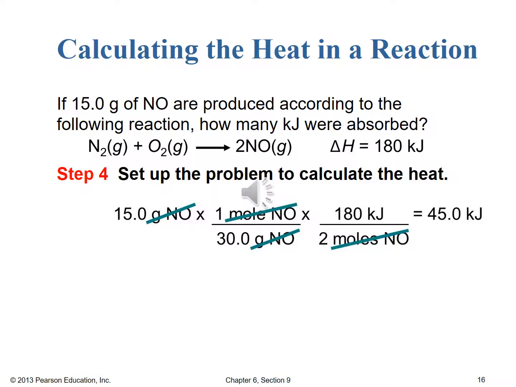Okay, so the dimensional analysis was set up correctly. We end up with the value, again, 3 sig figs in our starting mass of the NO, and so 3 sig figs in our final value here. And if you want to be extra careful, you could put a plus sign to be clear that this is 45.0 kilojoules absorbed in the course of the reaction.